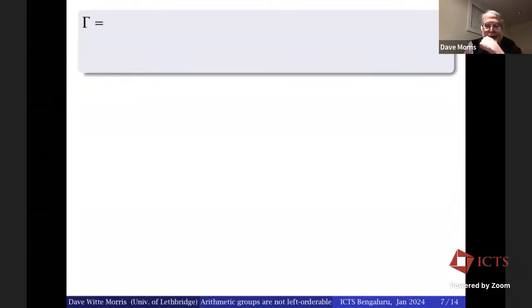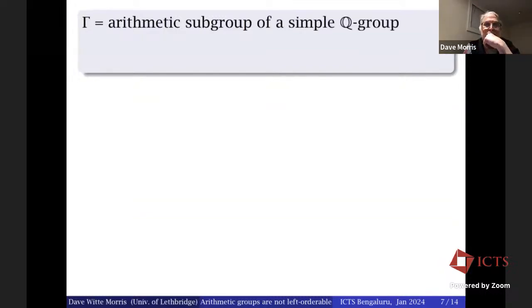Okay, so I want to talk a little bit about a basic property of harmonic functions. So gamma, I'll take to be an arithmetic subgroup of some simple algebraic group, which I'll call G. Now, that's boldface G. Let's let ordinary G be the real points.